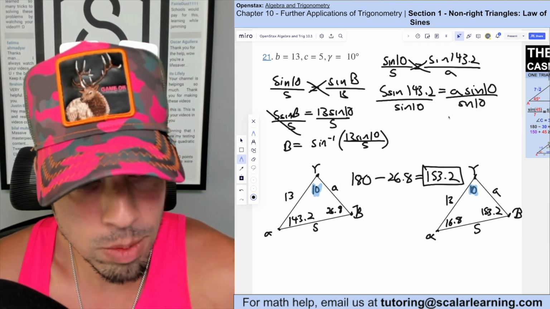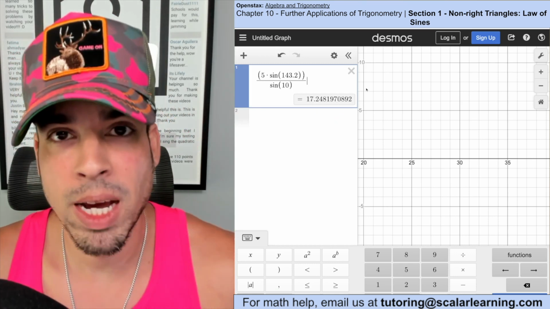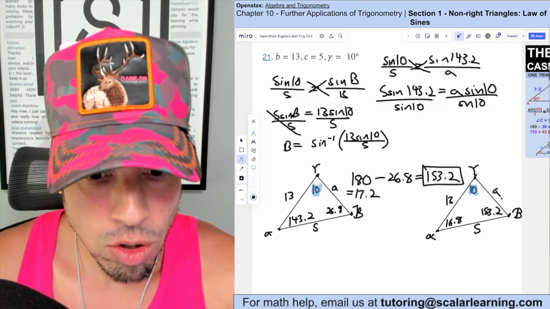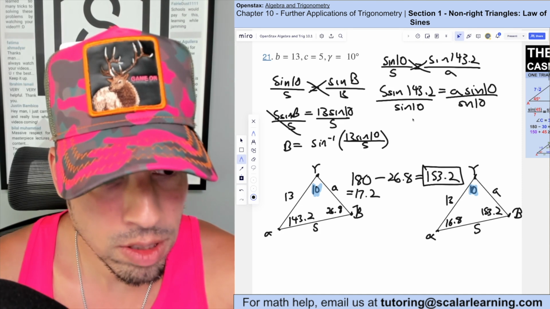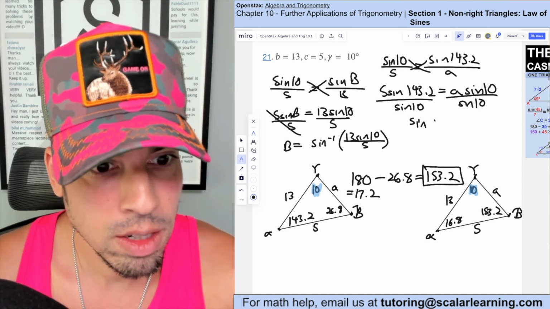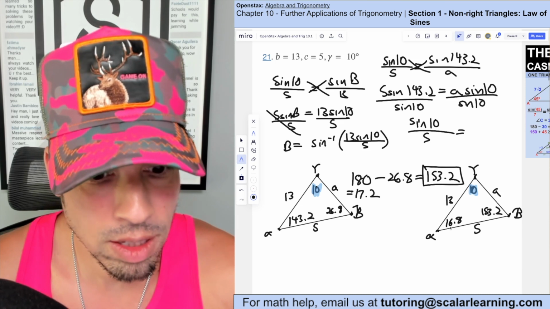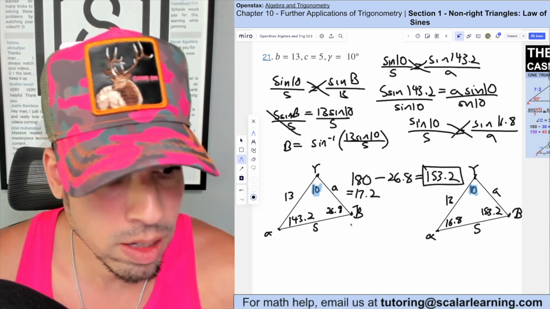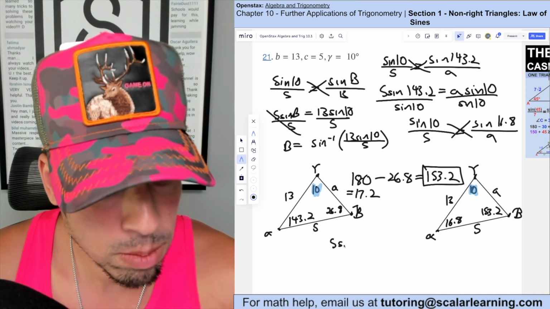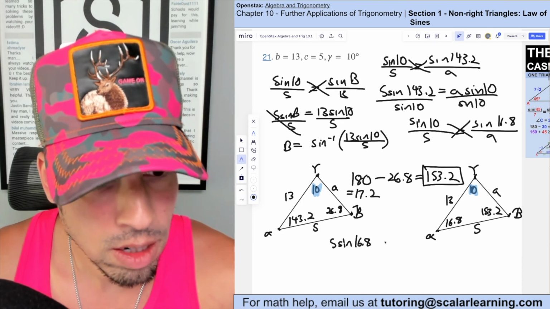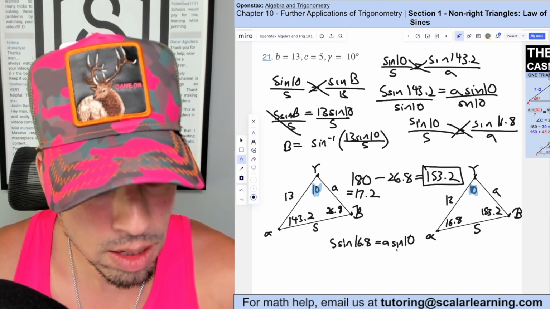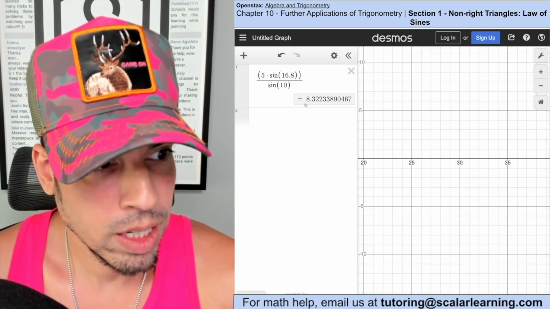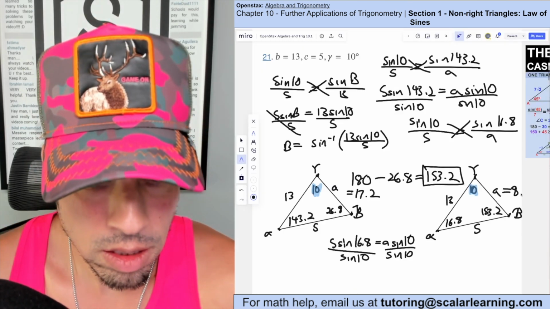Let's plug that into Desmos. Now we get 17.2. I know in the back of the book they have 17.3, but I'm going to roll with what we got here. So 17.2. Now to solve for this A, we're again going to use law of sines. Similar setup: sine of 10 over the opposite side 5 equals, in this case, sine of 16.8 over A. We cross multiply, and then we have 5 times sine of 16.8 equals A times sine of 10. Last step, we divide both sides by sine of 10. We plug that into Desmos now, and here we get 8.3. So here A is 8.3.